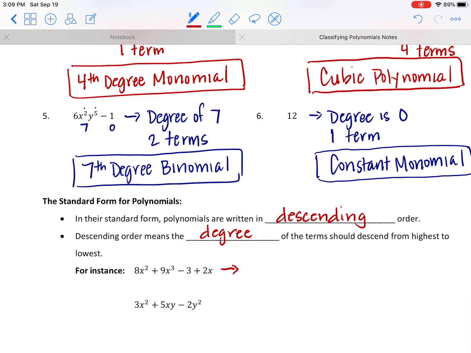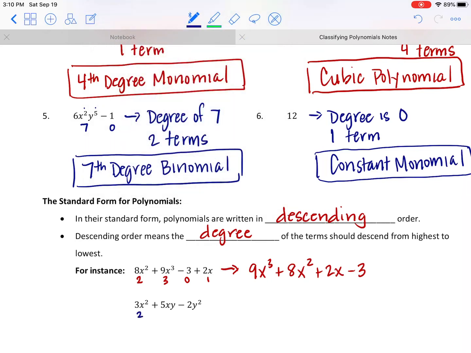So if we look at this first one, we've got a degree of 2, degree of 3, degree of 0, and degree of 1. So the term with the highest degree, which is the 9x cubed, that should be first. And then the next highest would be the 8x squared, so that should go next. And the next highest would be the 2x, that should be next. And then the term with a degree of 0, which is the minus 3, that should be at the end. So in the correct descending order, that's what that cubic polynomial would look like.